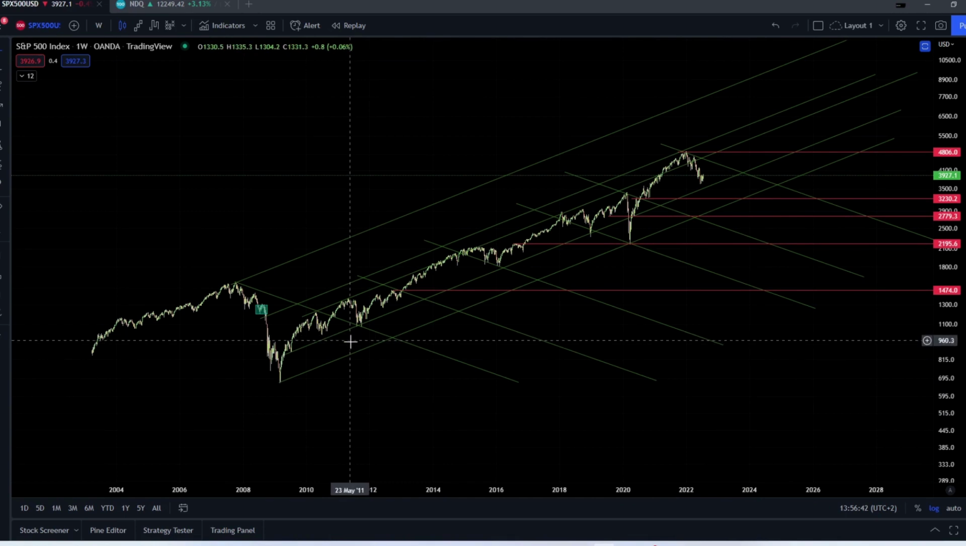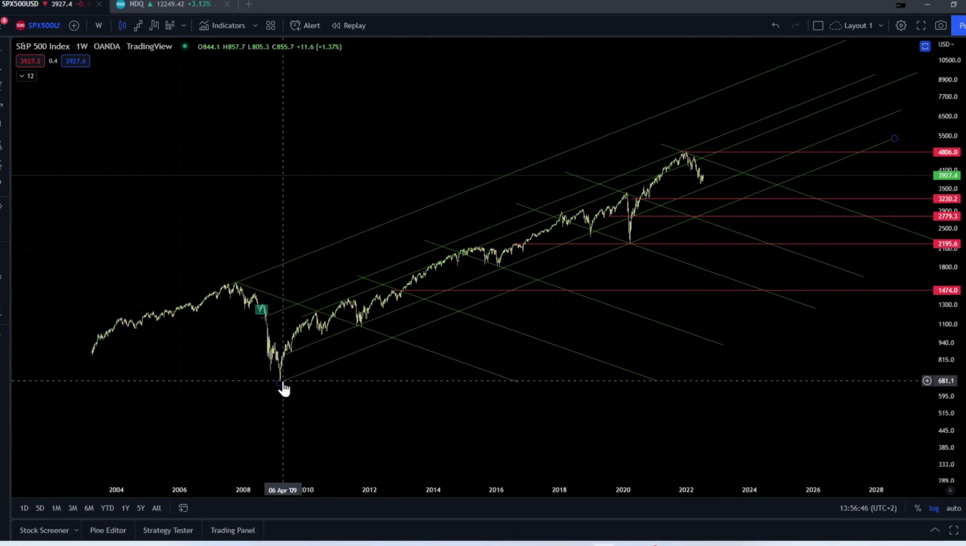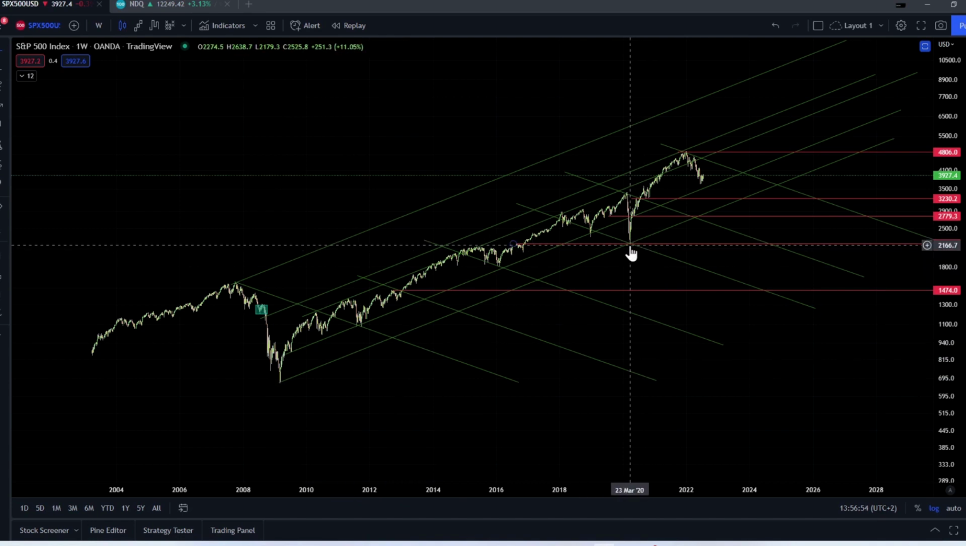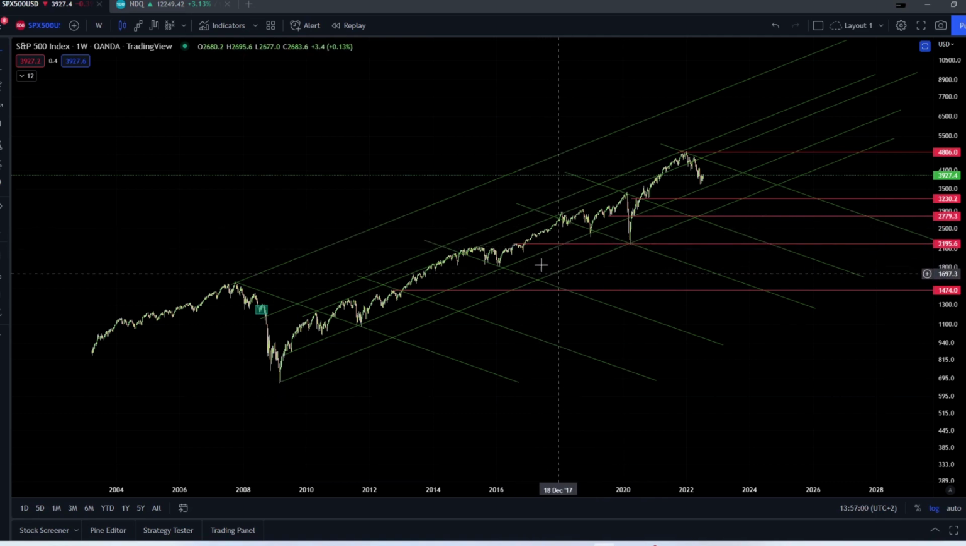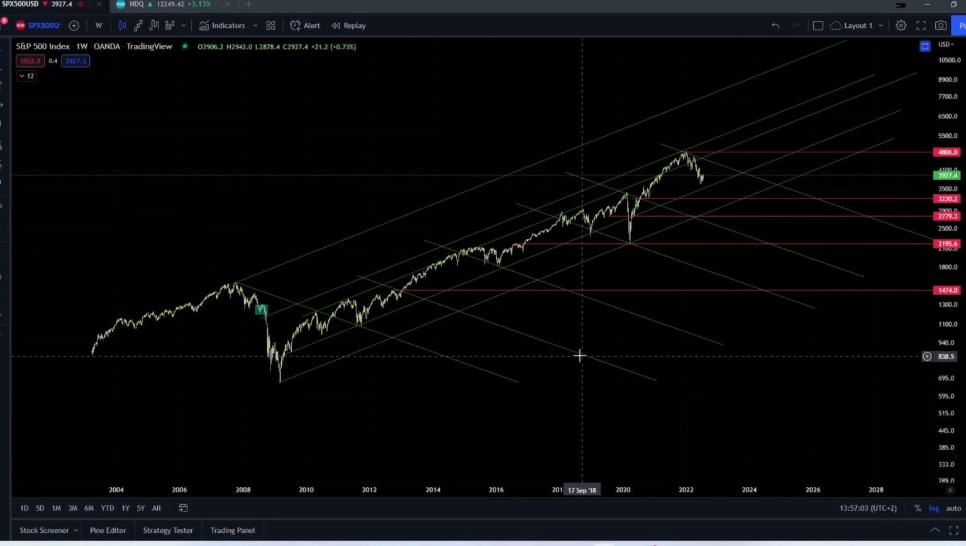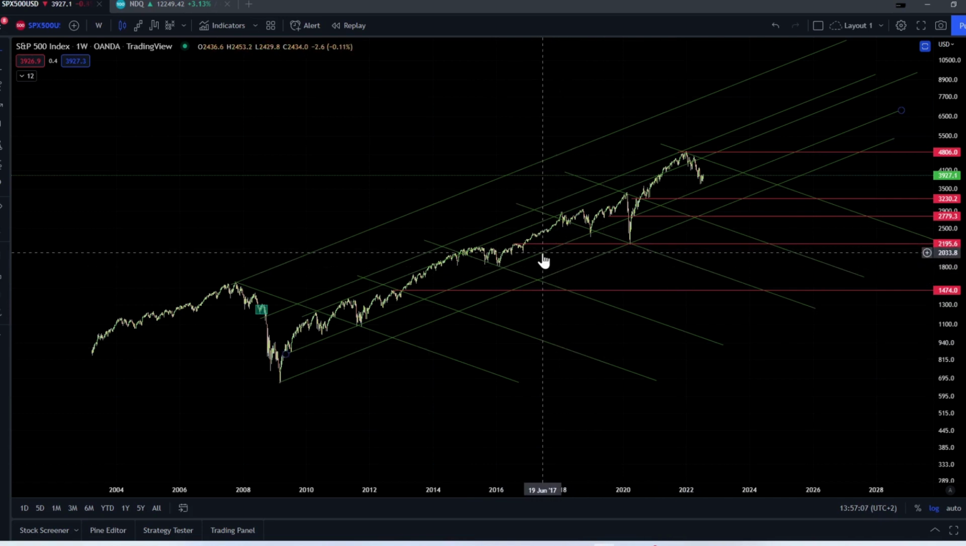And at the same time, we have the same exercise for the ascending lines. Anchoring a support at the same February 2009 low together with this 2020 March low, establishing a line here, and then finding the ascending parallels to this ascending line, and we can see that the chart is organized within this ascending angle.